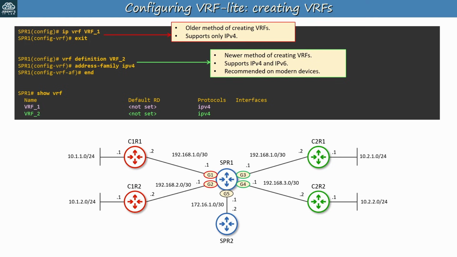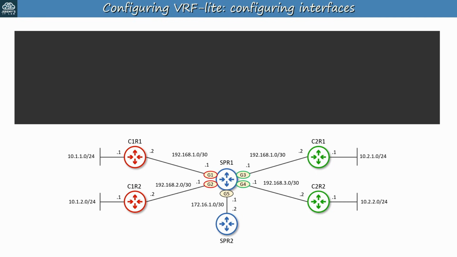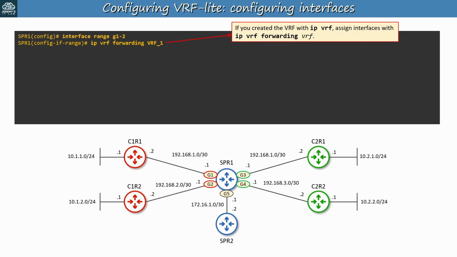Okay, we've created the VRFs. Now let's assign each interface to the appropriate VRF. Depending on how you created the VRF, either with ip vrf or vrf definition, you have to use a different command to assign interfaces to the VRF. On G1 and 2, I used ip vrf forwarding vrf1 to assign them to VRF1. If you created the VRF with ip vrf, the old method, assign interfaces with ip vrf forwarding, like I did here.